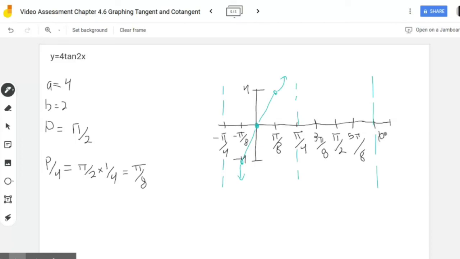Now all we have to do is basically copy and paste. So we're going to go ahead and sketch our second period. Middle point again, top right corner, and then bottom left corner, and then you're set. Just draw the line, do the curvature, and you correctly graph tangent.